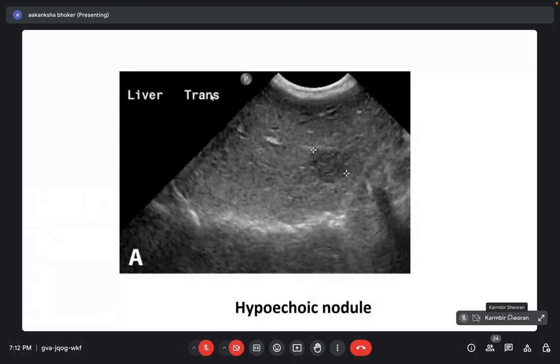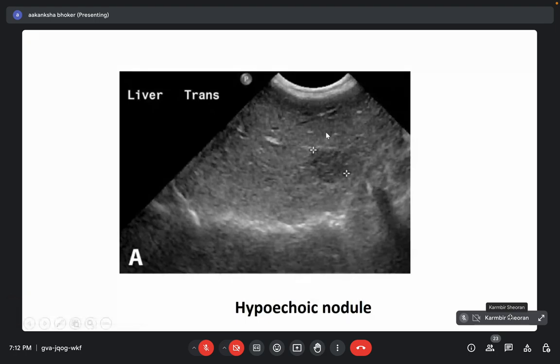So as I told, this is a hypoechoic nodule within the liver. We can say, yes, this is a liver. We will say nodule. Why? Because when the size is measured, if the size is less than 3 centimeter, we will say these lesions to be nodule. And we will compare its echogenicity. It is hypoechoic as compared to the surrounding liver parenchyma. So it is a hypoechoic nodule.